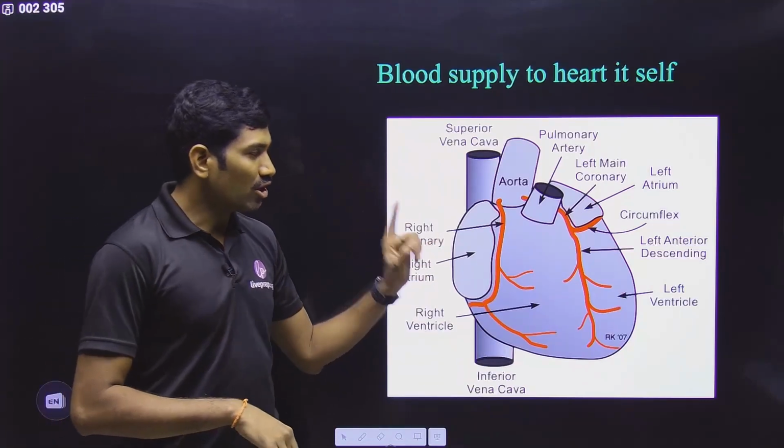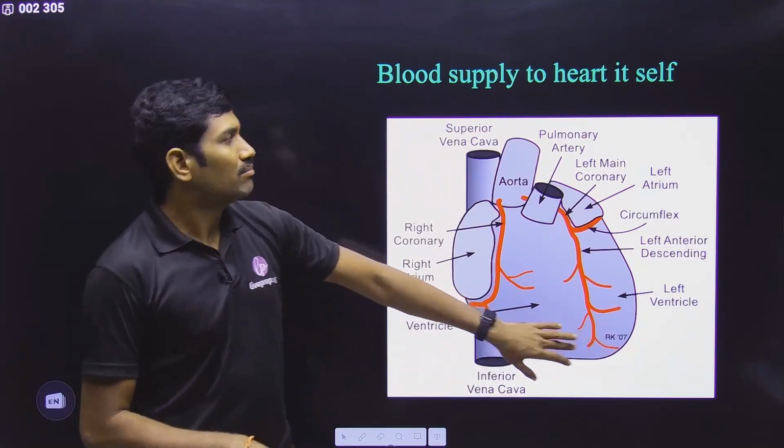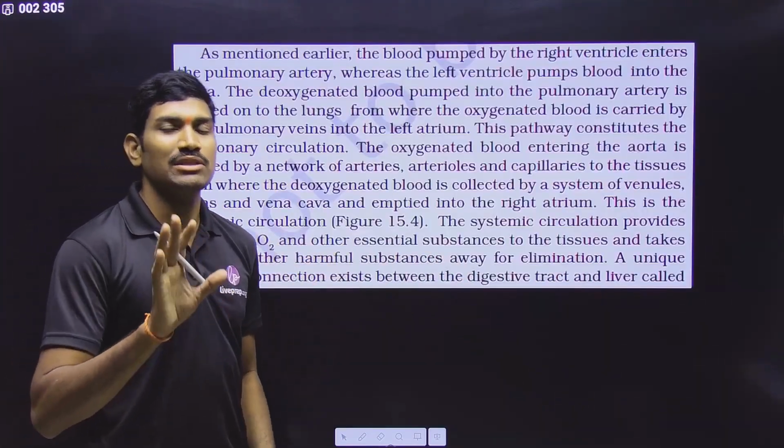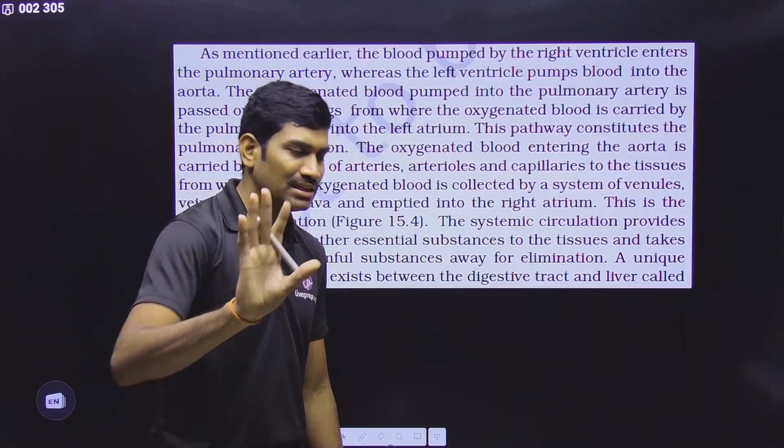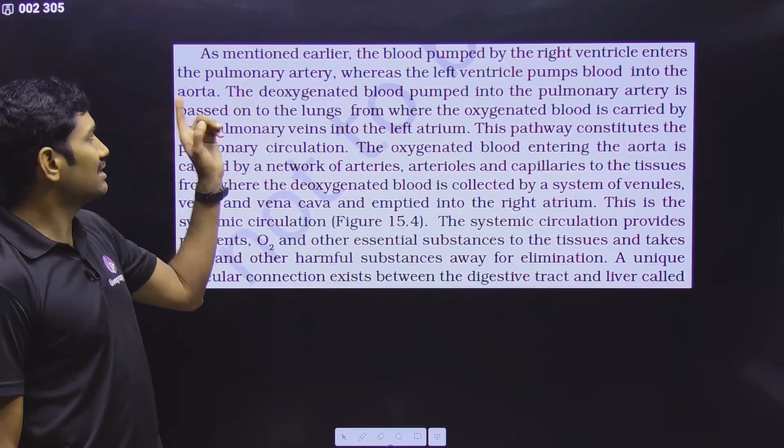So in this way, for the heart also there is a separate blood supply system. At least this point, please remember, that is enough. Clear? Now let us go to the NCERT content.